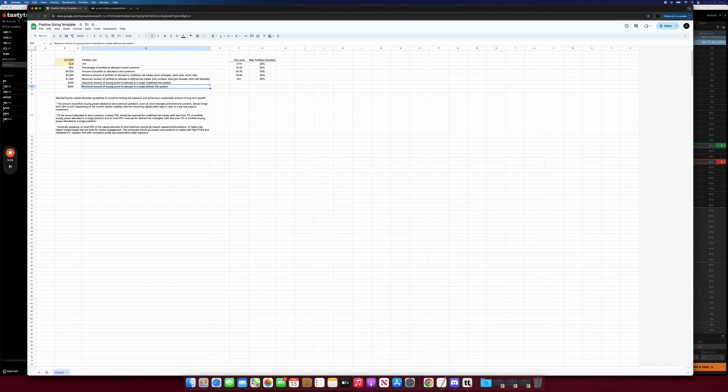All you need to do is use this information to form the backbone of your portfolio. It will tell you the maximum amount of buying power to allocate to any single defined risk position, undefined risk position, and how much of your portfolio you should be allocating to short premium strategies in general. And as long as you're following this, you'll be absolutely fine over the long run.